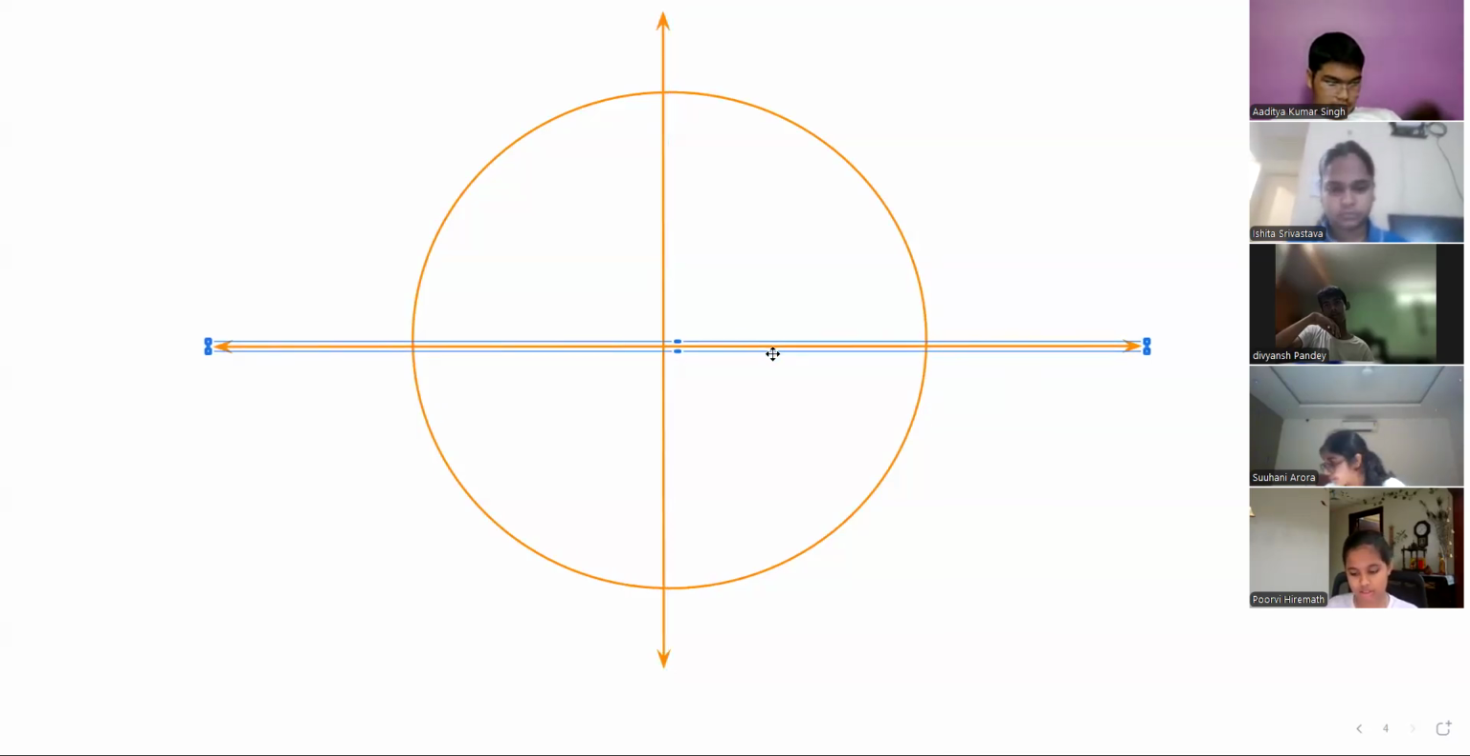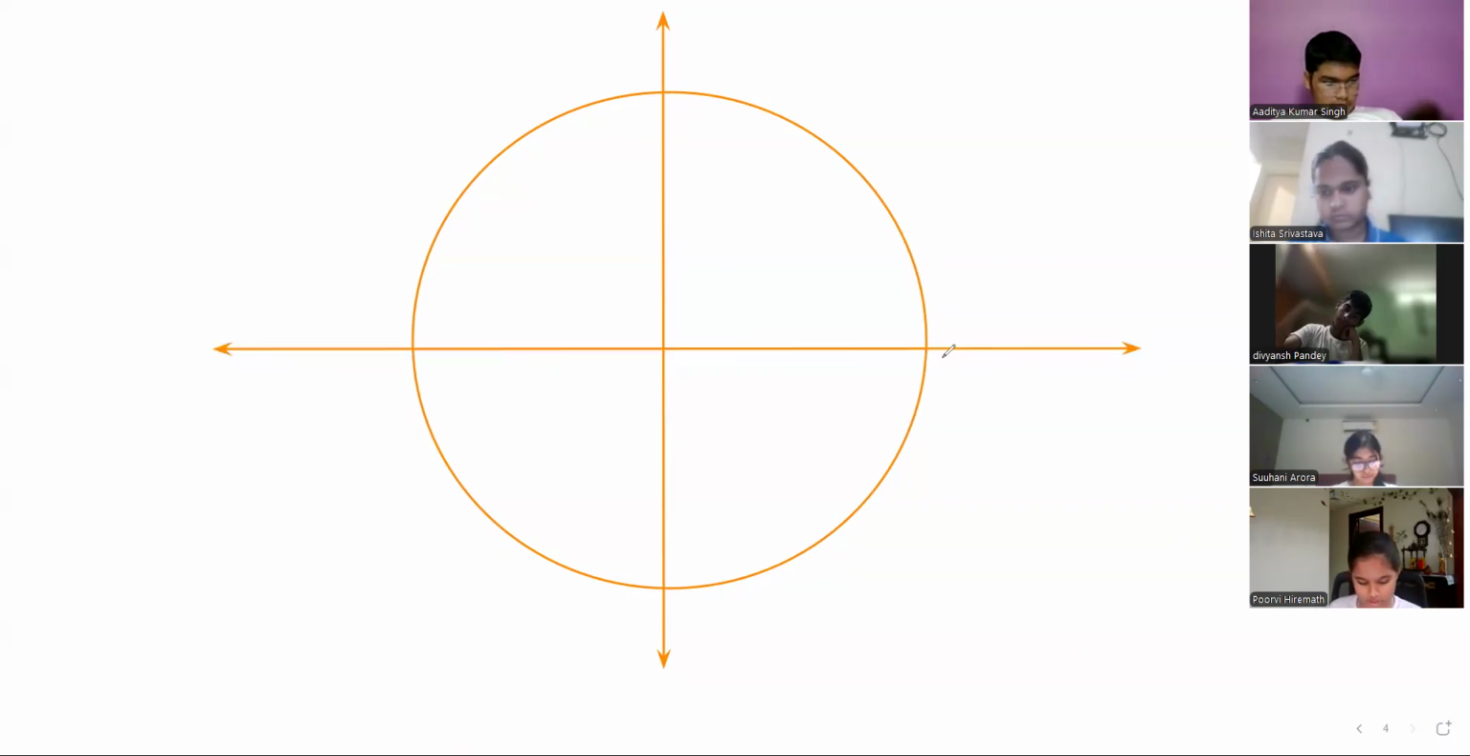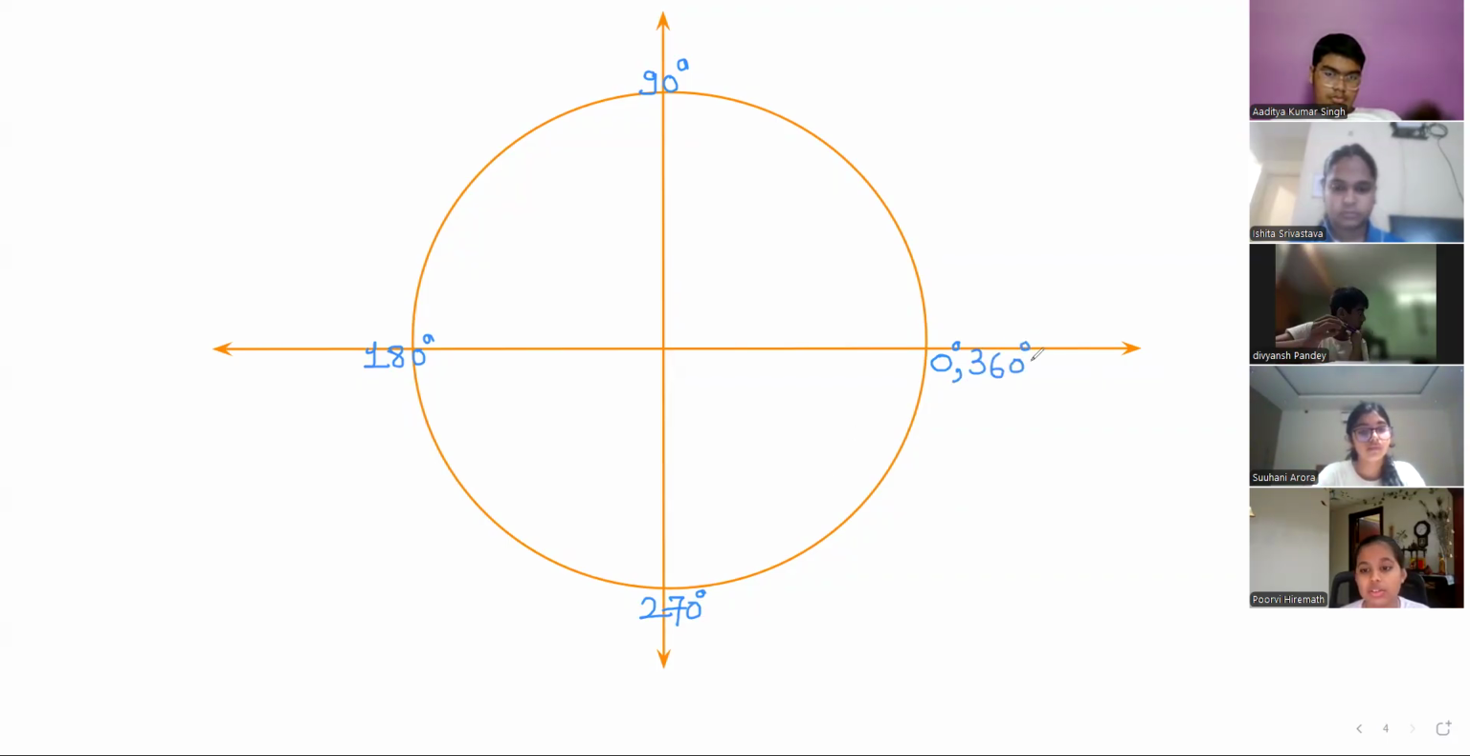So this is the circle. You can see 4 quadrants here. It starts with the angle 0 degrees. This is 90, this is 180, this is 270, and this is 360 again. Every quadrant starts with one angle and ends at another angle. These angles have a unique name. We call them reference angles.